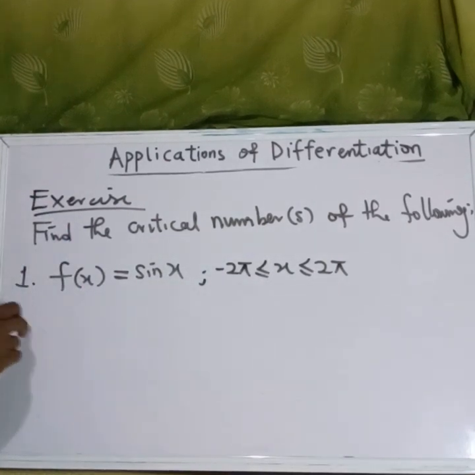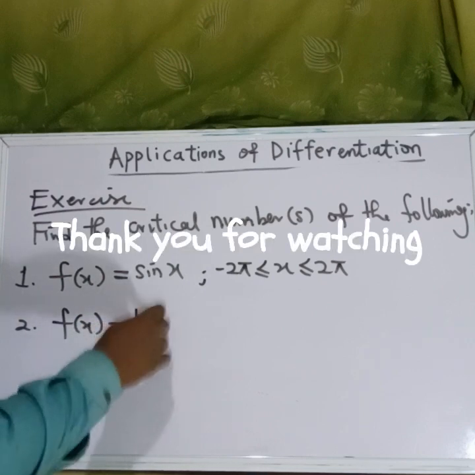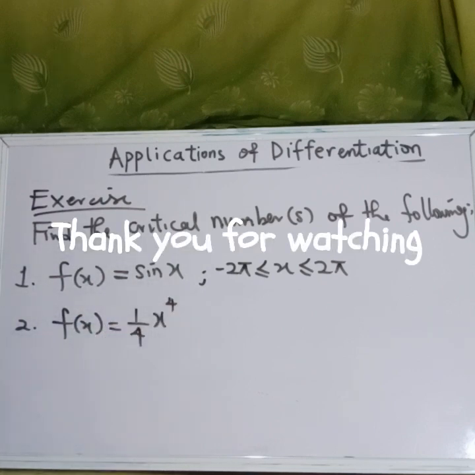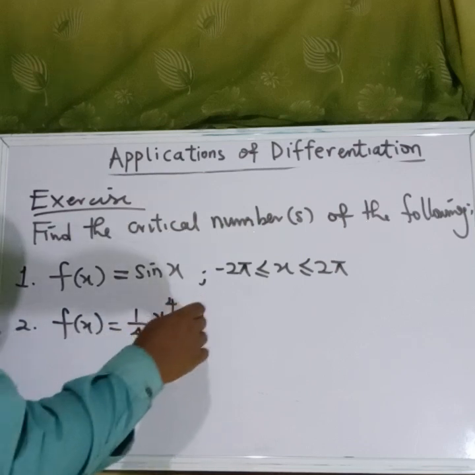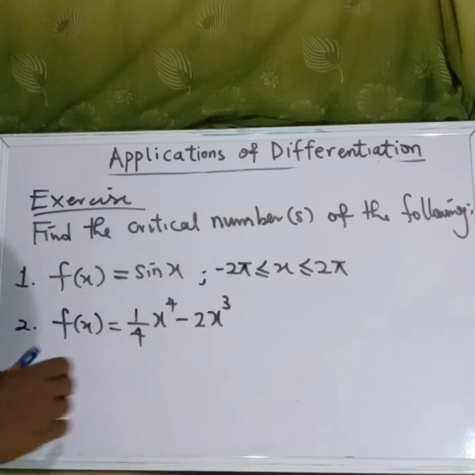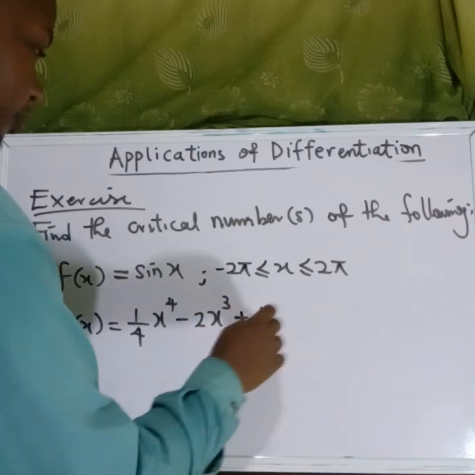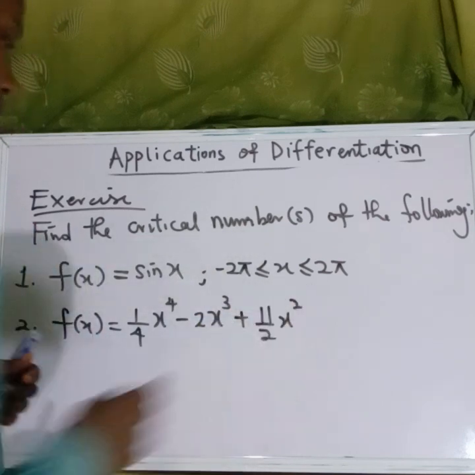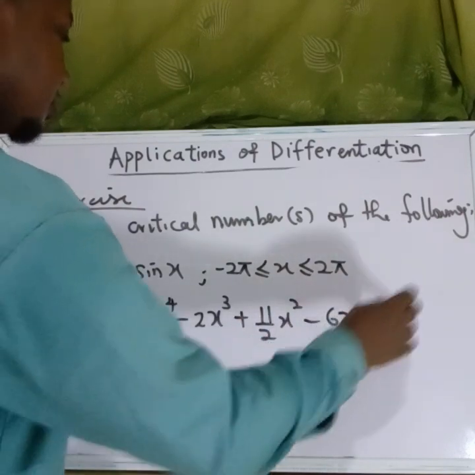Number 2. Let's find the critical numbers of the function f of x equal to 1/4 x raised to the power of 4 minus 2x cubed plus 11/2 x squared minus 6x plus 1.